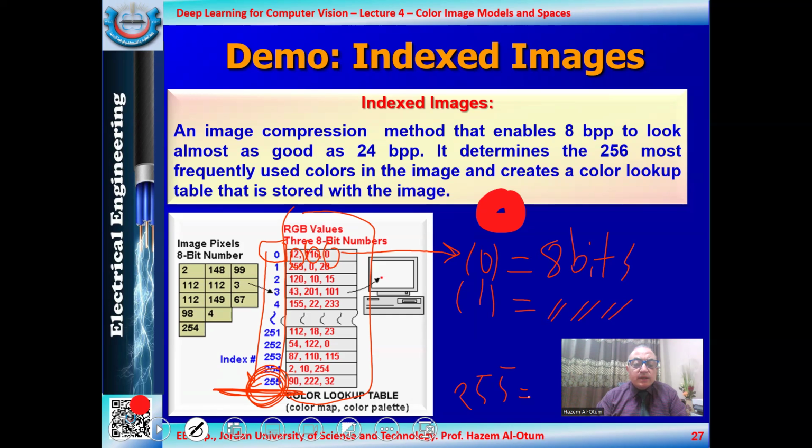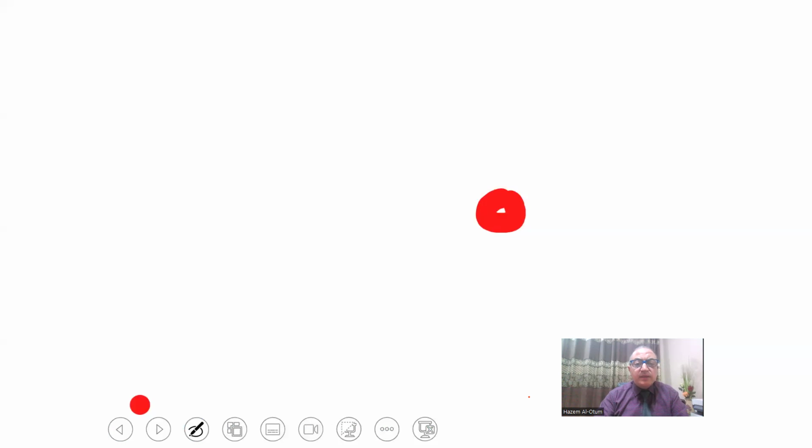In this case, we get the image stored as 8-bit image. Of course, do not forget that you need to store also the matrix or the table that was used in producing this index. Okay, I'll try to explain this in a simpler way. Let's have a simple example this way.